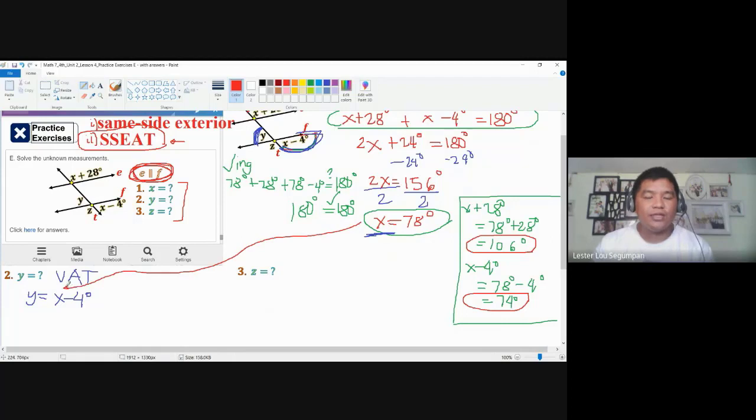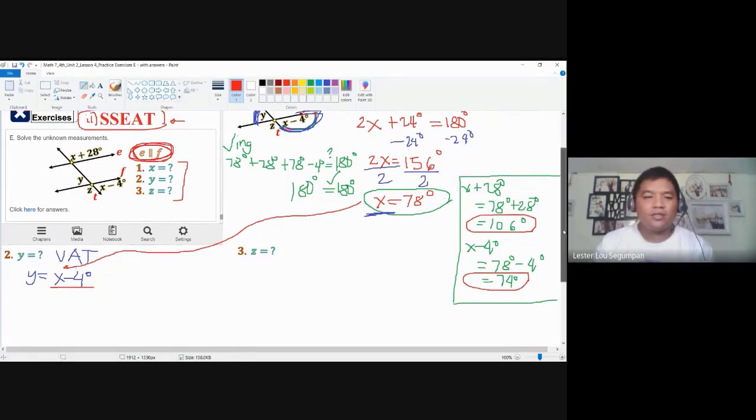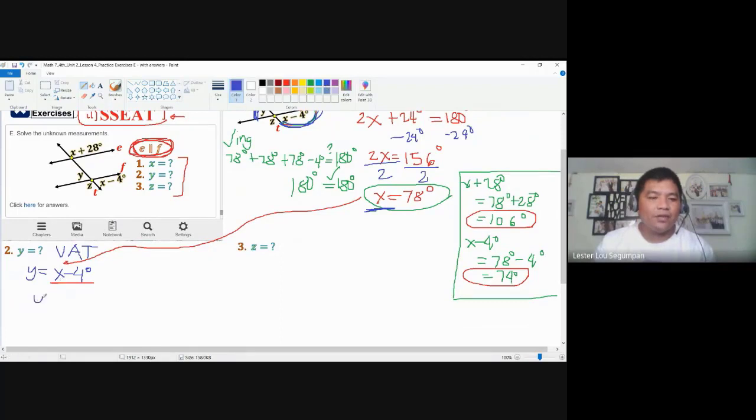You may substitute it here, or x minus 4 is already given here as part of the checking of number 1. That is why we added this form of checking, because this could actually help us in answering number 2 and definitely number 3 later on. x minus 4 degrees is 74 degrees. If you substitute the value of x here, you will still get the same value, so might as well simply use that immediately. So y will become the value of x minus 4, which is 74 degrees. Okay, that's the answer for the value of y.